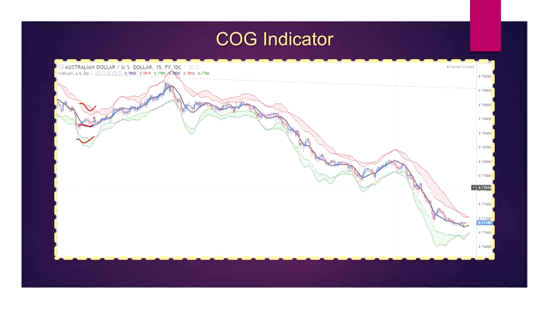So every time we test that red ribbon, we should see a nice resistance. And every time we test a green ribbon, we should see a nice support. And it's always going to work great. Also, you have that midline just to more or less confirm if that is going to work.